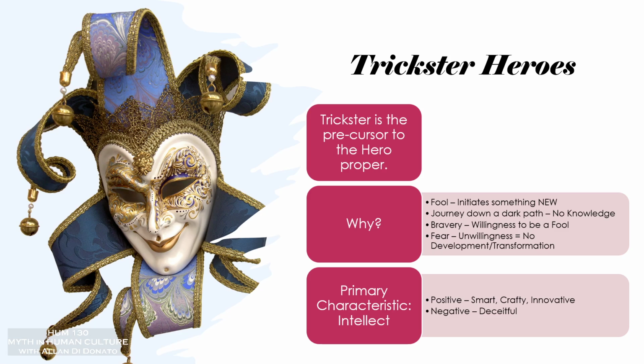Now, the primary characteristic of the trickster archetype is going to be the intellect. Just talked about the intellect a second ago. Now, the intellect in the trickster character can have positive or negative connotations. That's one of the things you're going to notice about all the different archetypes. They're very often not only groupings of opposite archetypes and this duality that we said comes into myth, but a lot of times the same archetype can have a negative or a positive side to it. So on the positive side, you know, the trickster is going to be crafty, smart, innovative, right? Intelligent.